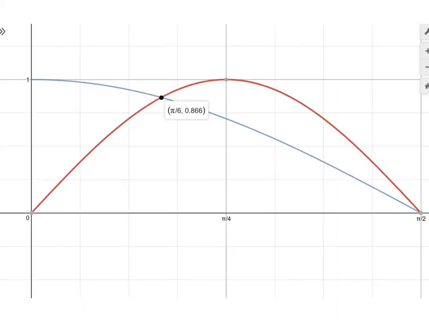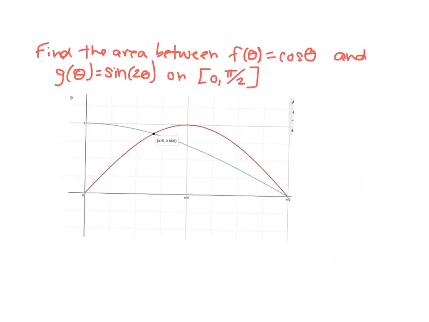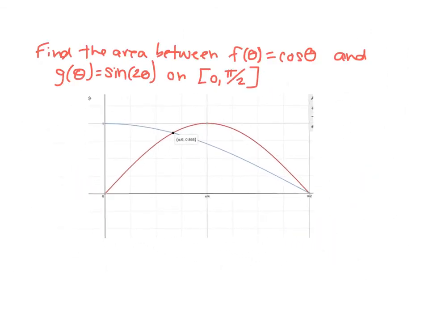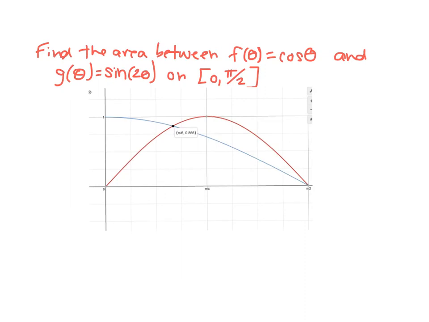But here what we have is our graph of the function. So what we're trying to do is find the area between the curves. There's actually two different sections of area, right? So between the curves, that means here. And then it also means here.